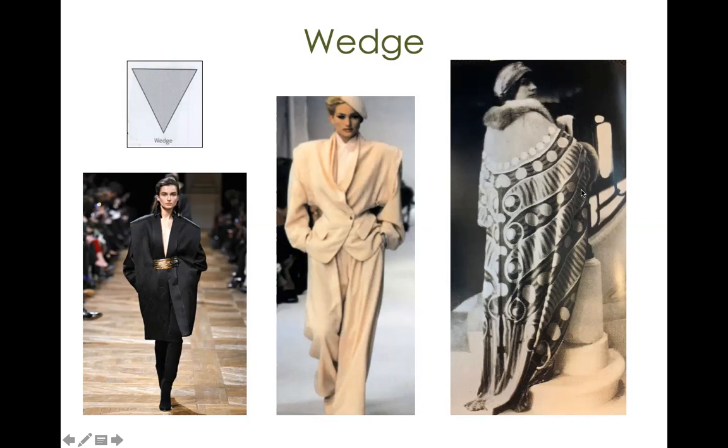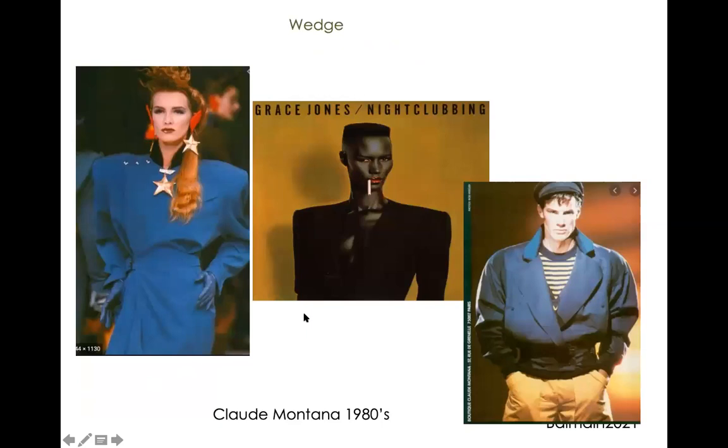It doesn't have any shoulder seams. It doesn't have shoulder pads. It just goes straight out past the elbows. But the cream suit in the middle is very exaggerated, but it's a typical 1980s silhouette. And here are some Claude Montana silhouettes. So you can see on the right, it is for boys as well.